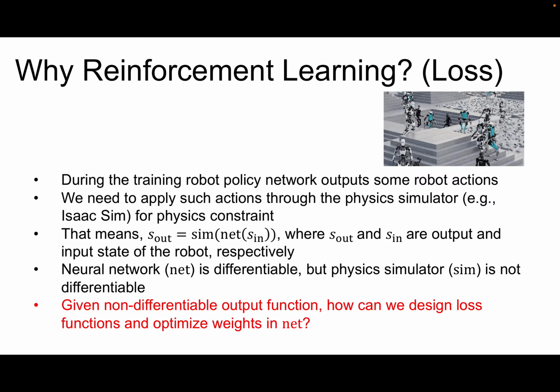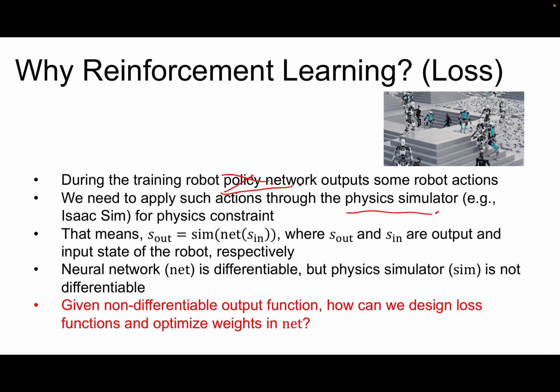Let's see detail. So during training robot, I didn't introduce policy network, but you can ignore policy. So let's say we have some neural network for robot. During the training robot network, it outputs some robot actions, right? And we need to apply such actions through a physics simulator or real environment, because such kind of action should take physics into account, right? In physics simulator, all physics laws are implemented already, and in real world, also physics laws are already included, right?